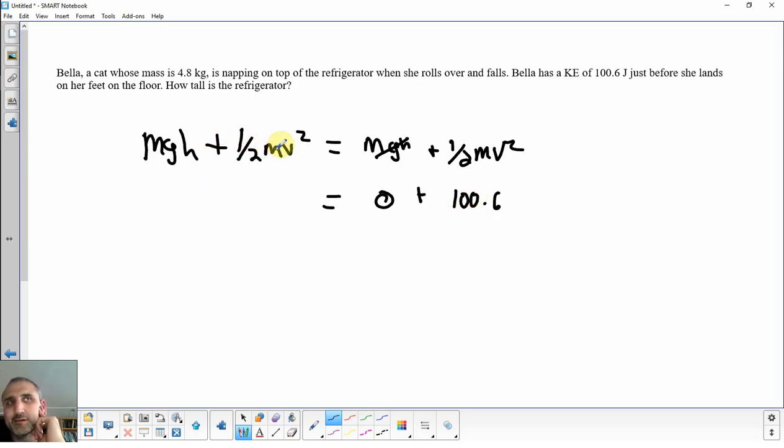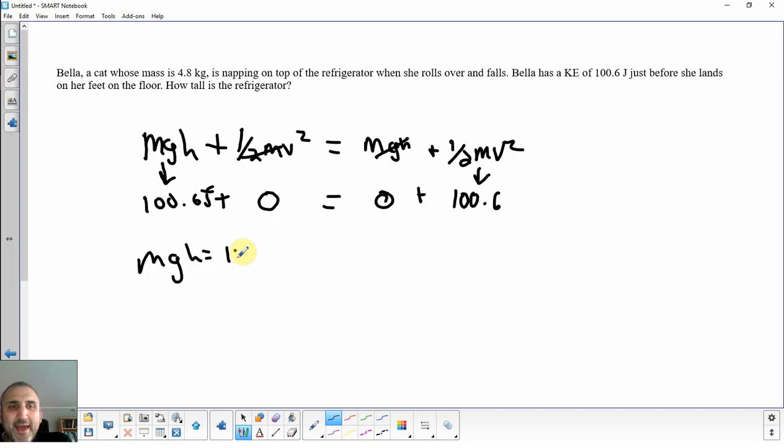Well, when a cat's asleep, they're not really moving, so the initial condition is also going to be a kinetic energy of 0. So the MGH must be 100.6 joules. Okay, so that's a J. So the potential energy and the kinetic energy essentially are the same, and that equals 100.6 joules, and we know the cat's mass is 4.8 kilograms.